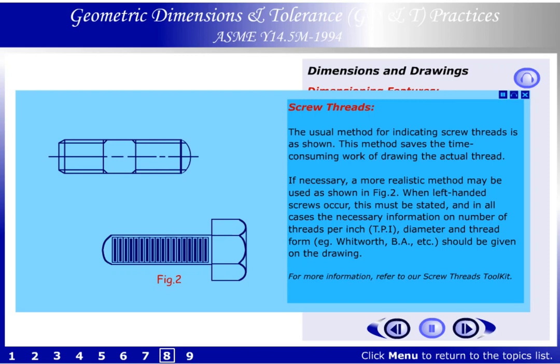When left-handed screws occur, this must be stated, and in all cases, the necessary information on number of threads per inch, TPI, diameter, and thread form, example, Whitworth, BA, etc., should be given on the drawing. For more information, refer to our Screw Threads toolkit.